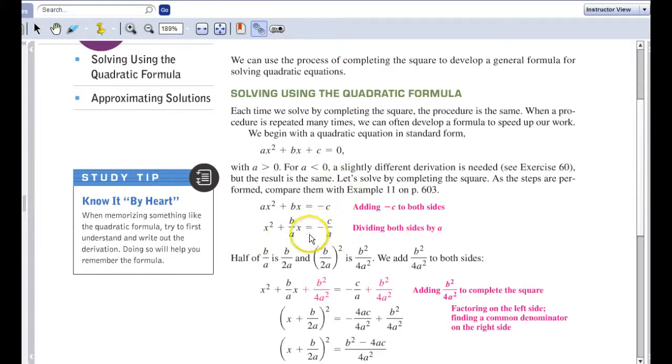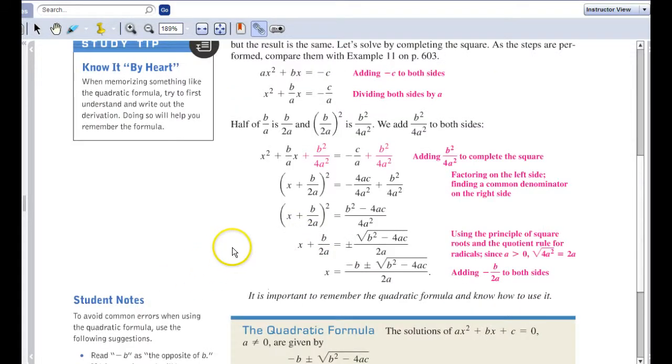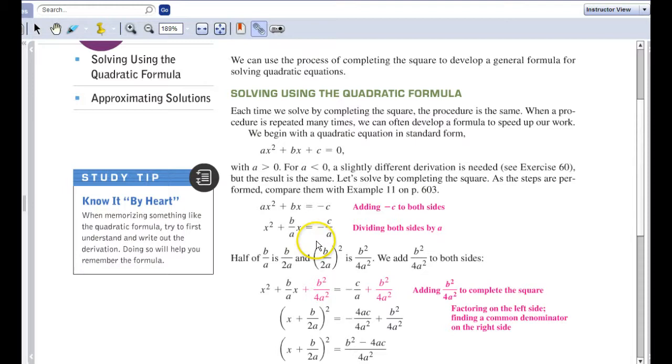Now, we then go, what's in our b term? Well, our b term is b over a, and we're going to take half of that. I said multiply by 2, but you're multiplying by 1/2. So it's multiplying by 1 over 2, and then squared, which is what we get. And we have to add that to both sides.